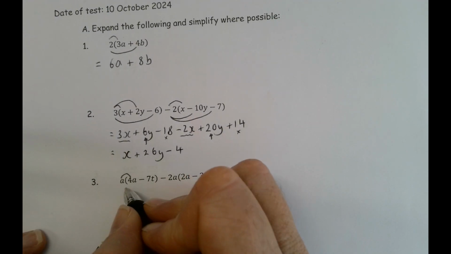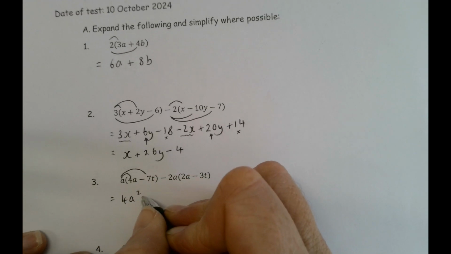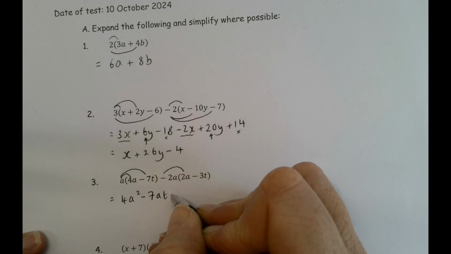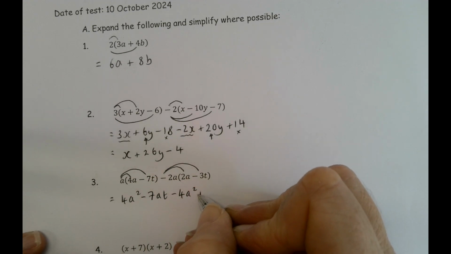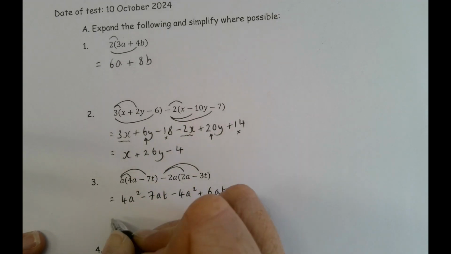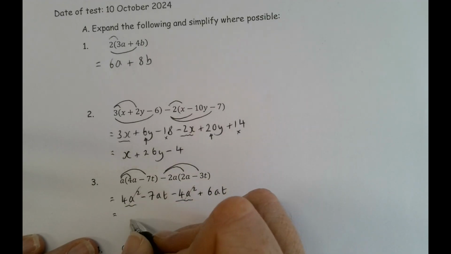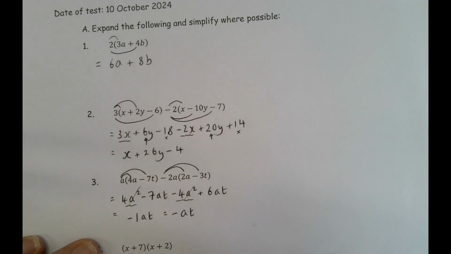This one here, a times 4a is 4a squared. A times minus 7t is minus 7at. Minus 2a by 2a is minus 4a squared. And minus 2a by minus 3t is plus 6at. 4a squared and minus 4a squared, they're going to cancel each other out. Minus 7at plus 6at is minus 1at, or just minus at.